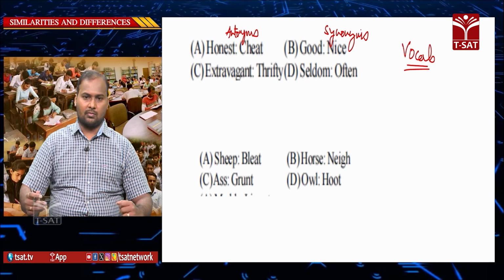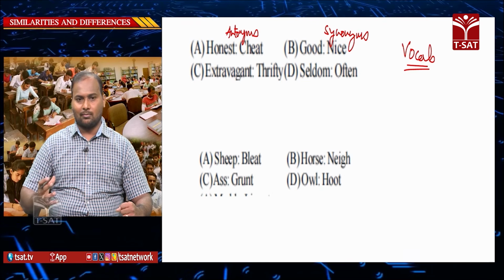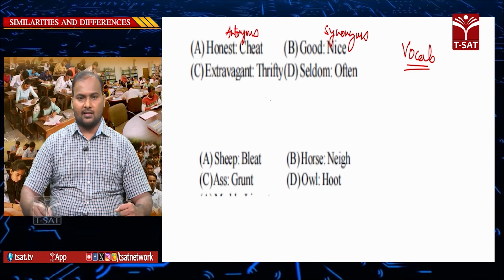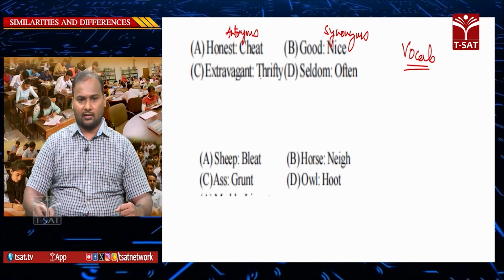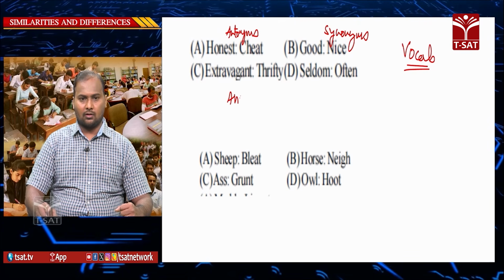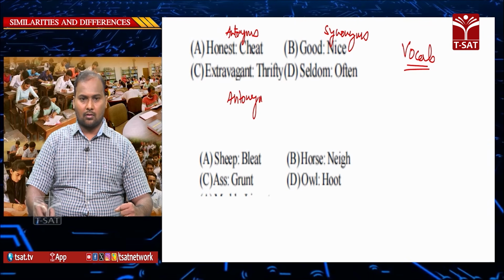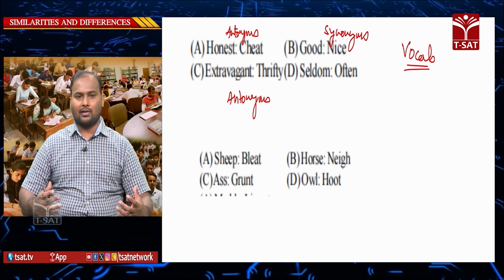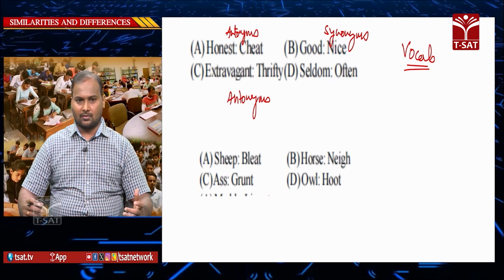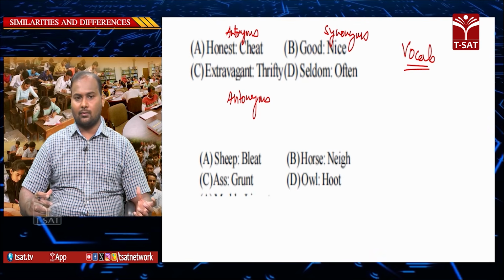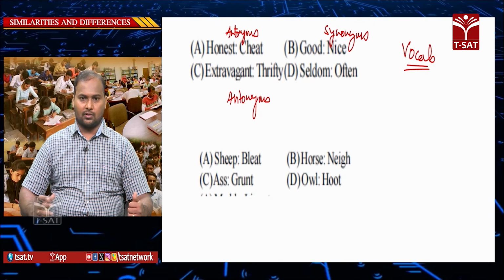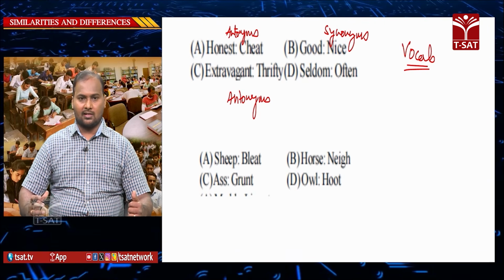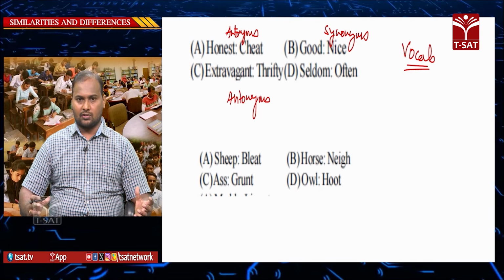Both are synonyms, meaning they contribute to a similar meaning. And in the same way, extravagant and thrifty, how are they related? They are also antonyms. What is extravagant? Extravagant means a person who spends a lot of money. And what is thrifty? Thrifty means a person who is a miser, who will not spend money at all. So both are opposite words.